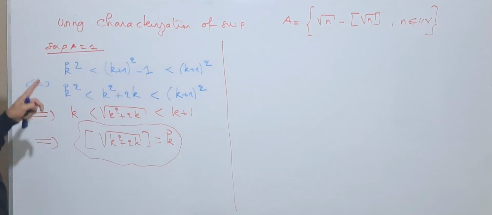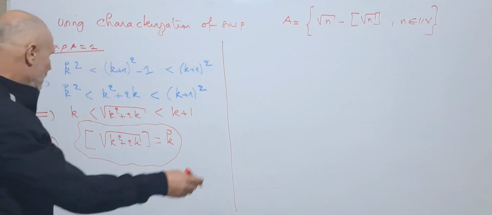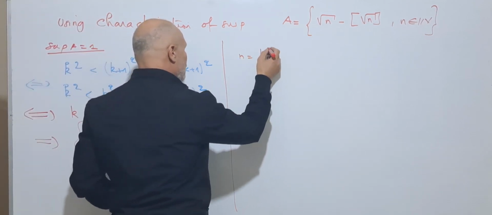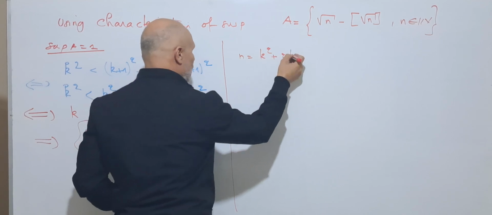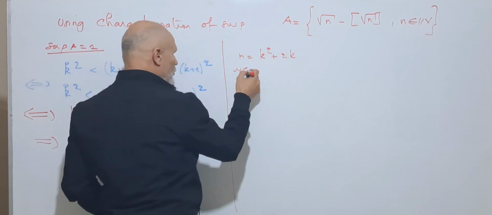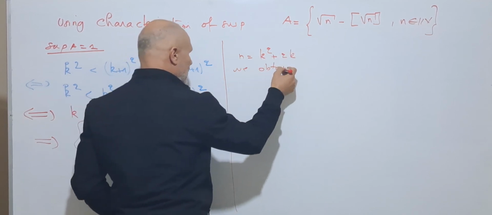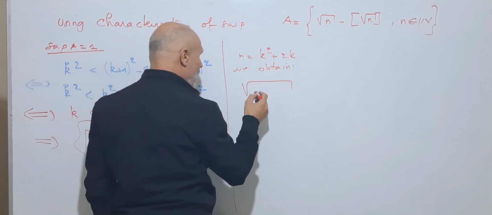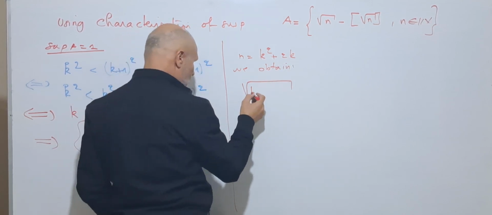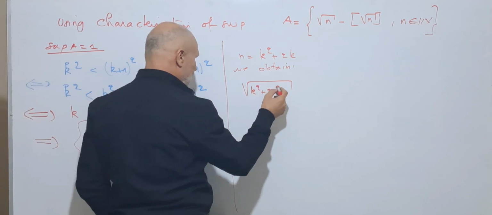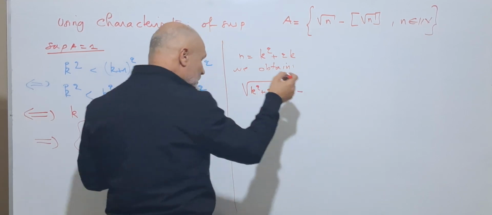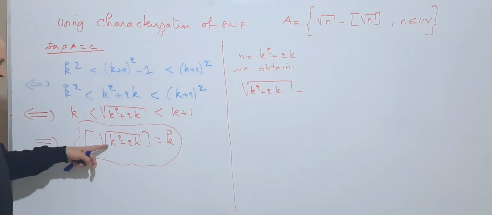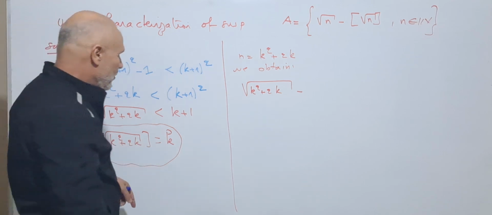If we take n of this form, equal to the natural number k squared plus 2k, we obtain the square root of k squared plus 2k minus the integer part of the square root of k squared plus 2k, which is equal to the square root of k squared plus 2k minus k.